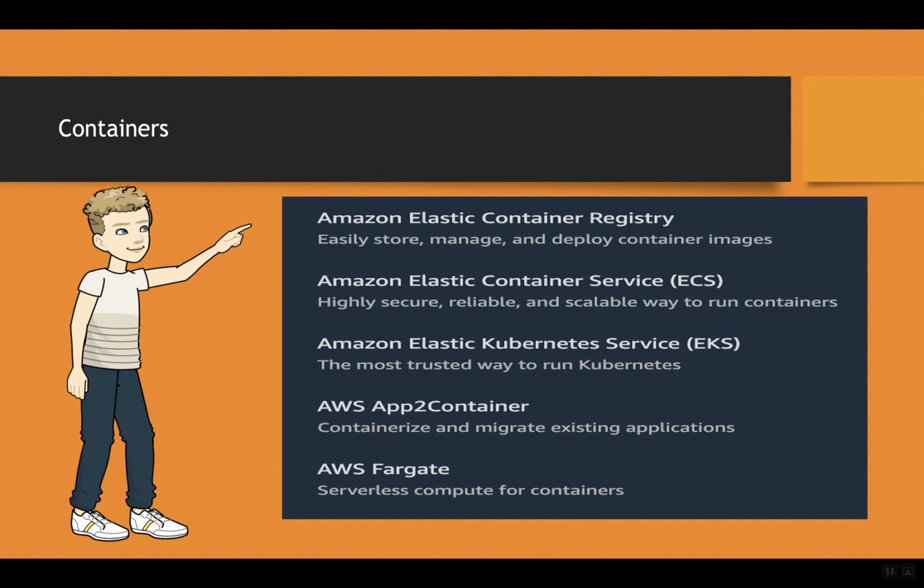Now, what are containers? So in containers, you have four things. Okay, which are Amazon Elastic Container Registry, Amazon Elastic Container Service, Amazon Elastic Kubernetes Service, and AWS App2Container, AWS Fargate. So Amazon Elastic Container Registry is to easily store, manage, and deploy container images. Amazon Elastic Container Service, ECS, a highly secure, reliable, and scalable way to run your containers. Amazon Elastic Kubernetes Service, the most trusted way to run Kubernetes. AWS App2Container, containerize and migrate existing applications. AWS Fargate, serverless compute for containers.